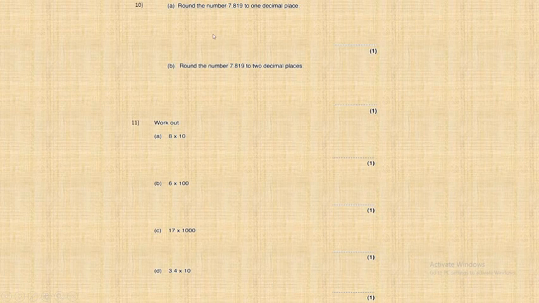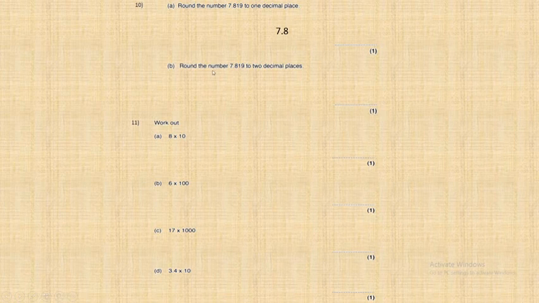Okay, so round the number 7.819 to one decimal place. One decimal place means one place after the decimal point, which is going to be the 8. So the 8 is one place after the decimal point. Go next door. It's 1. It's a very weak number, so just ignore it. So it's going to be 7.8.